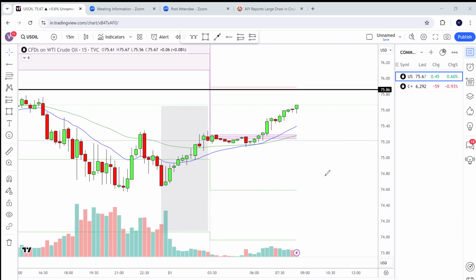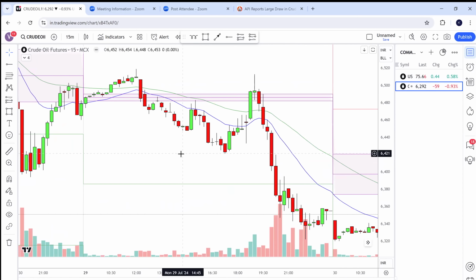You have to have patience when you're trading crude oil. It is more like you have to be like a hunter. You have to wait patiently for the right opportunity to strike. Okay. So that is what I'm going to do. And another thing is that, for example, on 29 July the CPR was kind of narrow in our Indian crude oil.